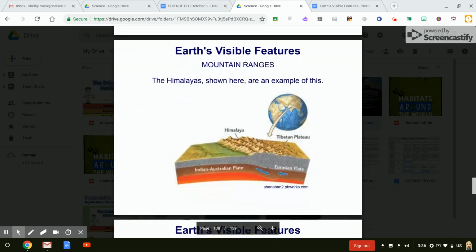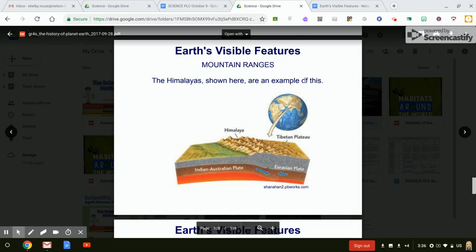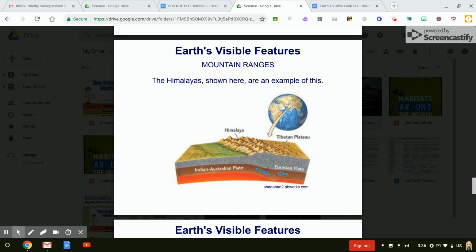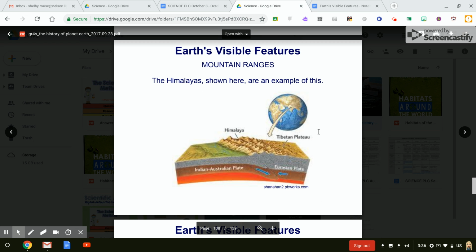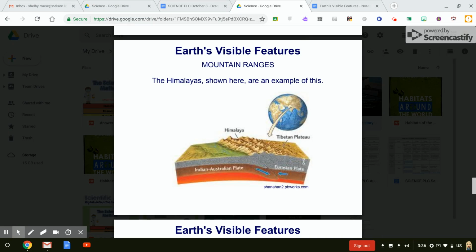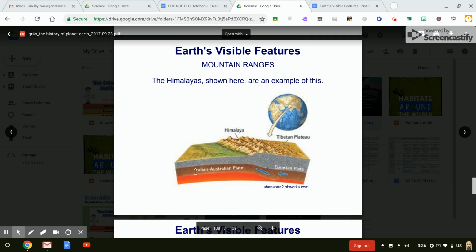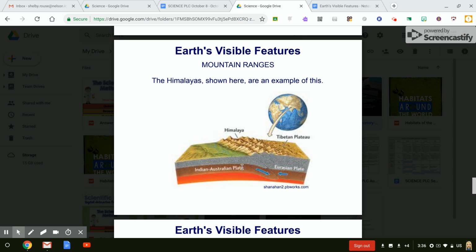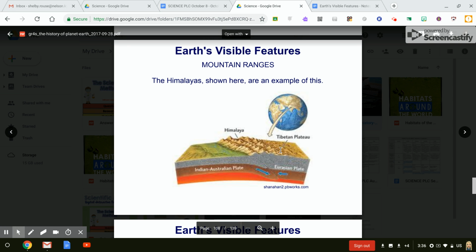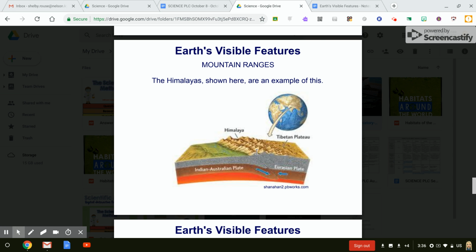Here we can see the Himalayas as an example of this. This shows you where in the world the Himalayas are. They are located on the continent of Asia. This is just a model looking at the different layers of Earth. You've got your Eurasian plate, which is a continental crust, and your Indian-Australian plate, which is also a continental crust, and they are converging together to form those large mountains.